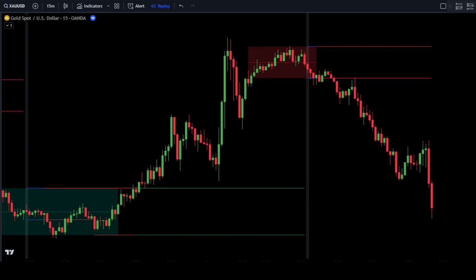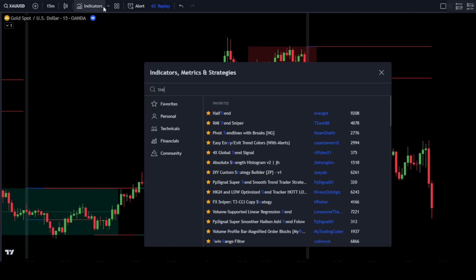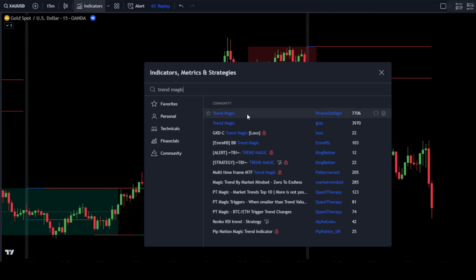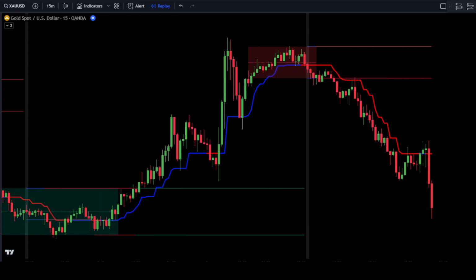Now, add the second indicator that will be used as a guide for placing orders in the market. Go to the Indicators Search tab and type Trend Magic. Then, select Trend Magic by xauusd. For the Trend Magic indicator, leave it at the default settings. This Trend Magic indicator will be used as a guide for placing orders in the market.